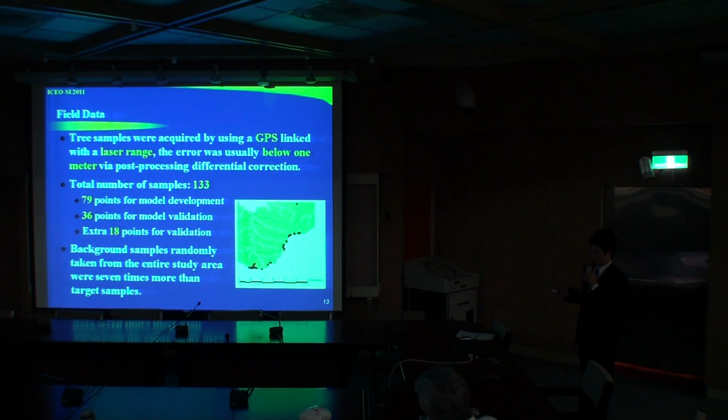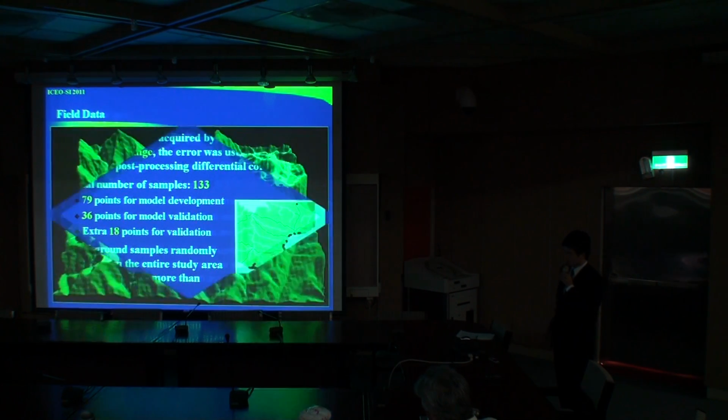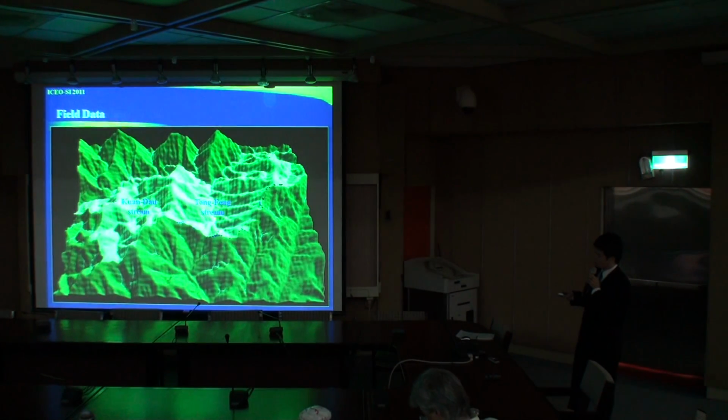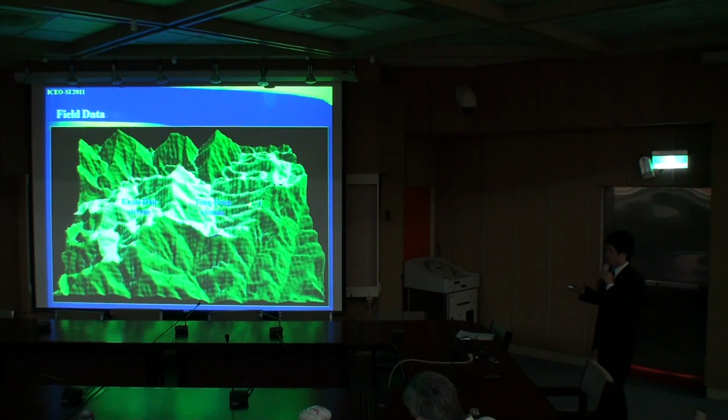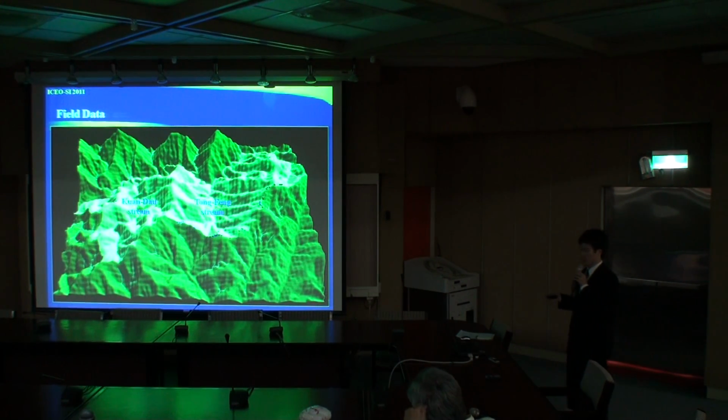The tree samples were acquired by using GPS in field survey, and the total number of this species is 133. And 115 of them were from Dongfeng watershed in the east. Of these samples, we use two-thirds of them to build the model, and one-third of them to validate.